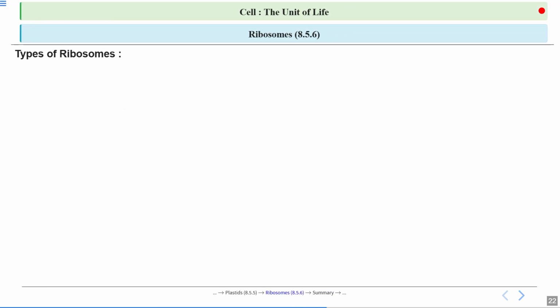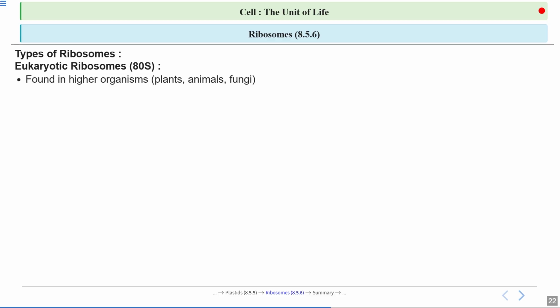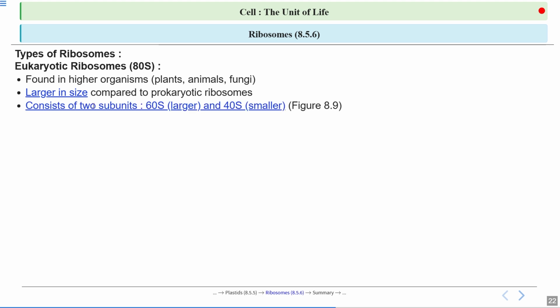What are the types of ribosomes? Eukaryotic ribosomes are of 80S type. These kinds of ribosomes are present in higher organisms such as plants, animals, and fungi. They are larger in size compared to prokaryotic ribosomes. Prokaryotic ribosomes are of 70S type. The 80S ribosome has two subunits, 60S, which is the larger subunit, and 40S, which is the smaller subunit. Together, they make the 80S ribosome. Not 100S, 80S ribosomes.